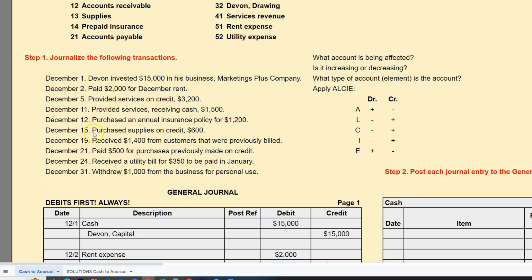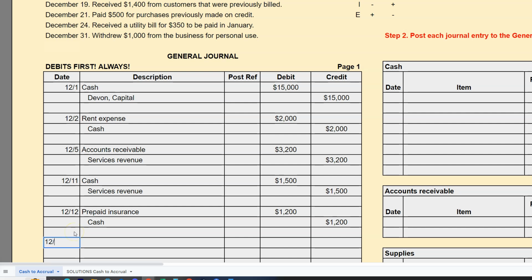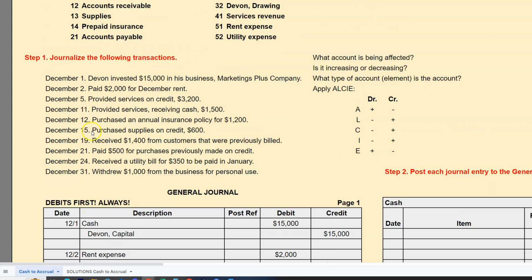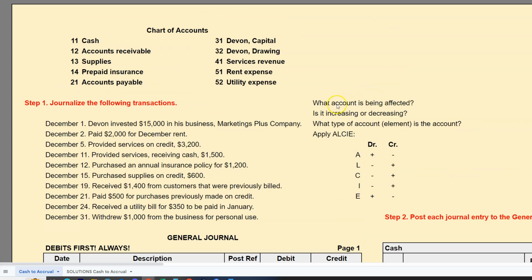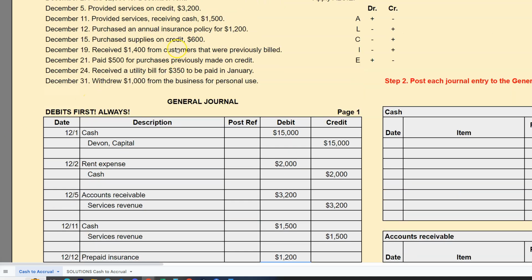Let's take a look at the 15th. Purchase supplies on credit. All right, so let's start with the purchase supplies part. So supplies is being affected. It is increasing. It's an asset. How do we make an asset increase? We debit it. So let's debit supplies. Let's see how much though. $600 of supplies.